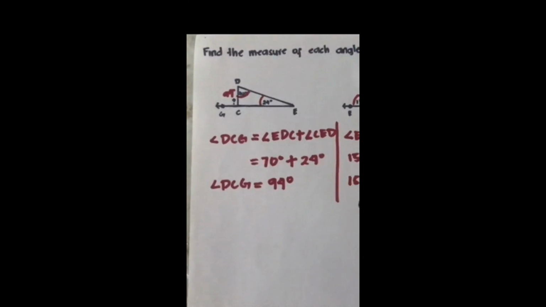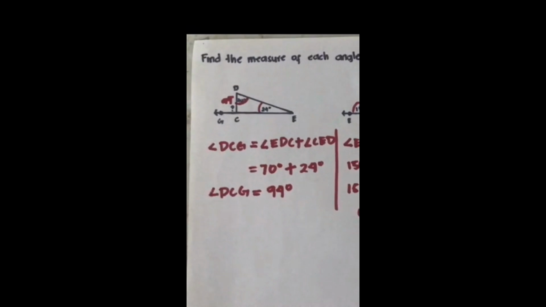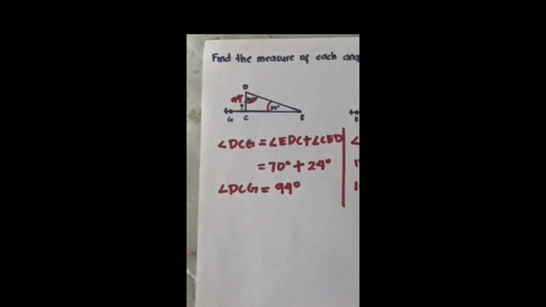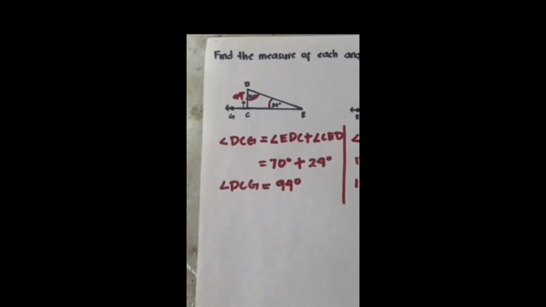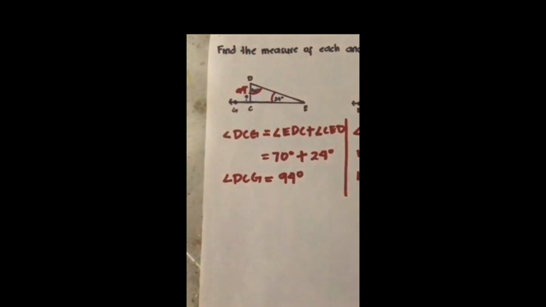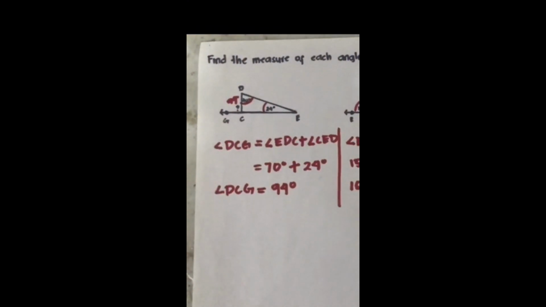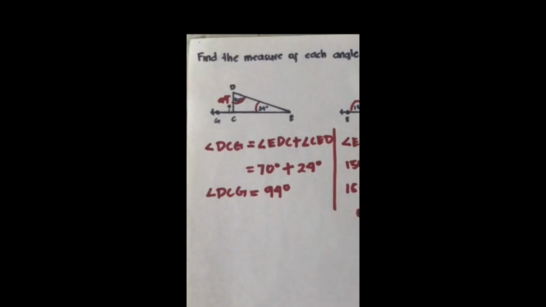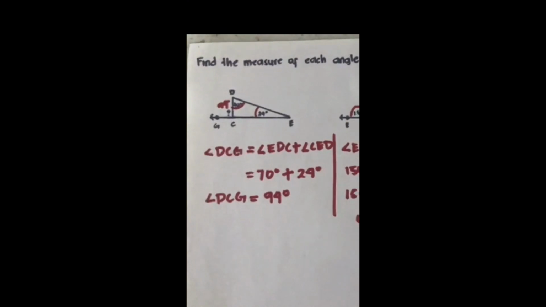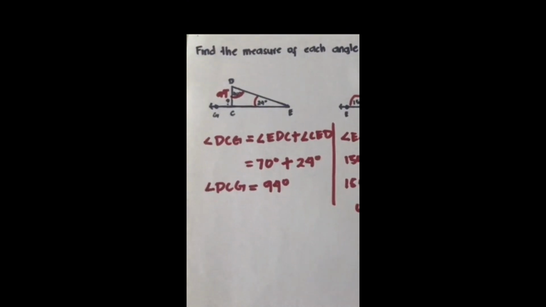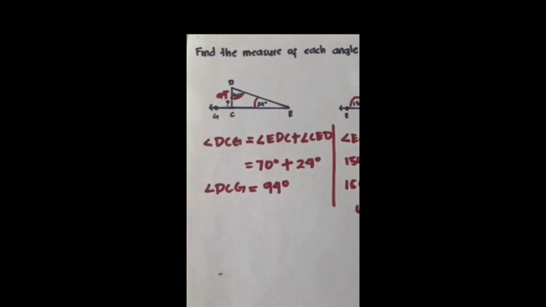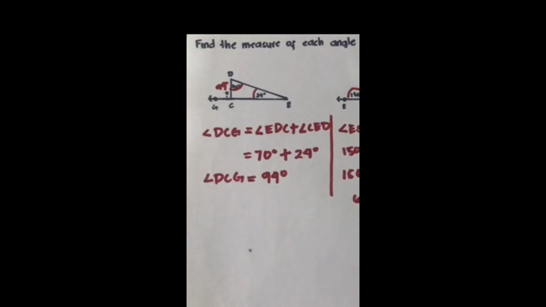Here we have triangle DEC, and the missing angle is angle DCG, which is an exterior angle. So we will find this one. To find the value of angle DCG, we need to add the two remote angles, that is, angle EDC plus angle CED.